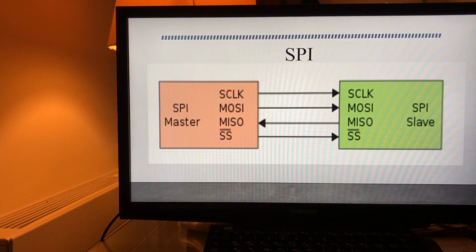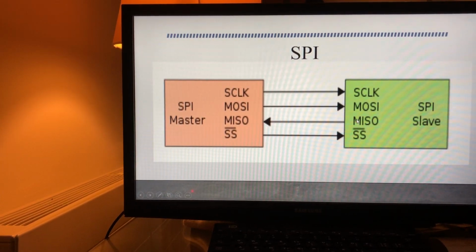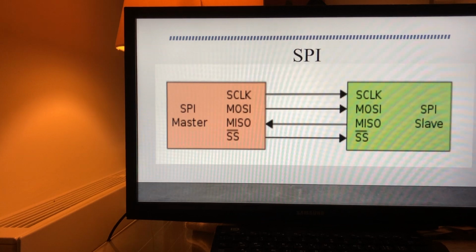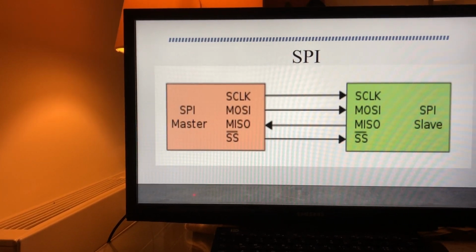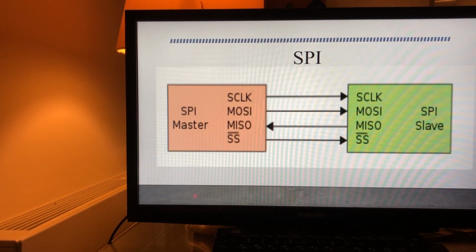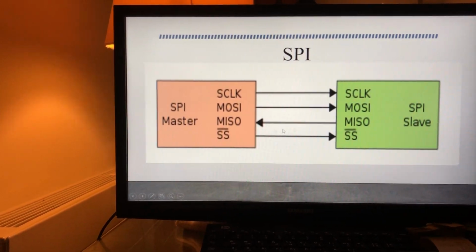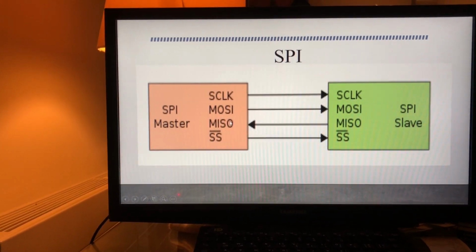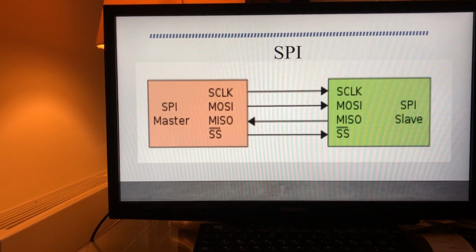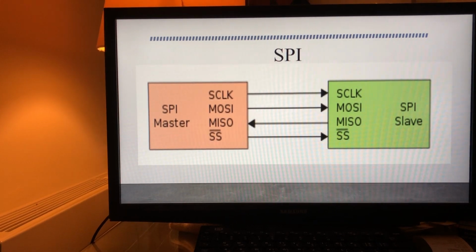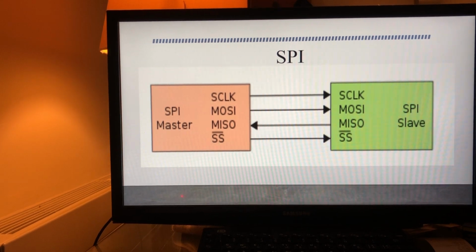The MOSI, master out slave in: this pin is an output when the device is master, and this pin is an input when the device is slave. The MISO, master in slave out: it is the pin that is an input when the device is master, and this pin is an output when the device is slave.